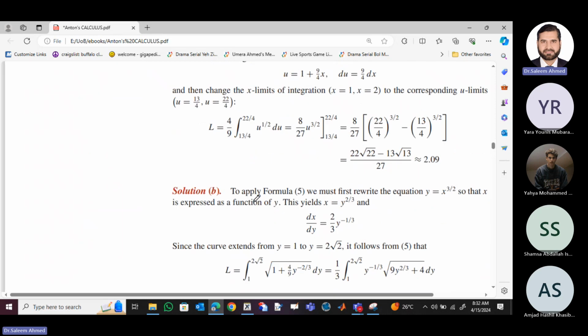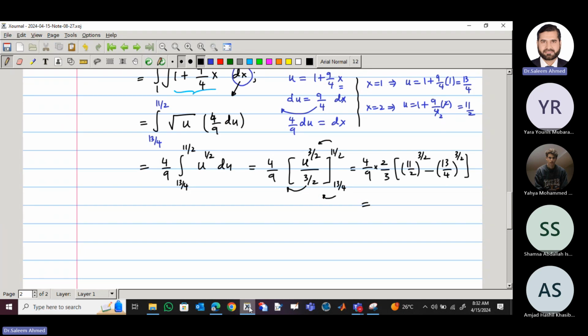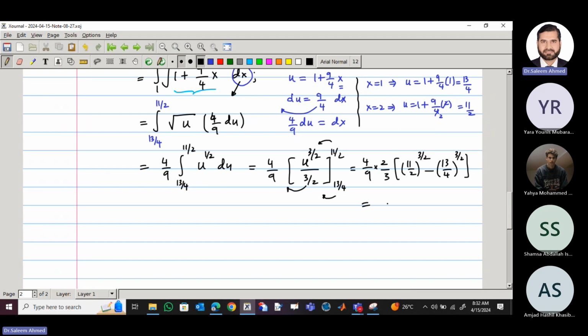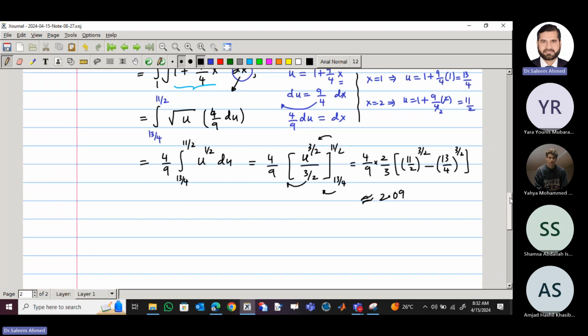This is the correct answer. So see, up to here I have the same thing: 8 by 27, 11 by 2 to the power 3 by 2, and 13 by 4 to the power 3 by 2. So it is almost 2.09. You can check that this is almost 2.09. So that is the length of the curve.